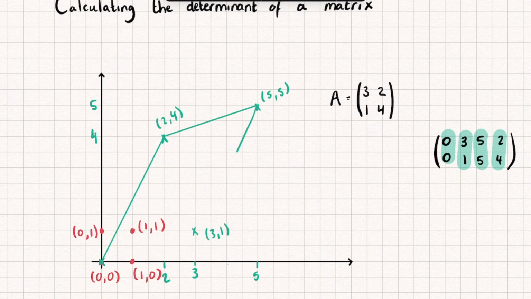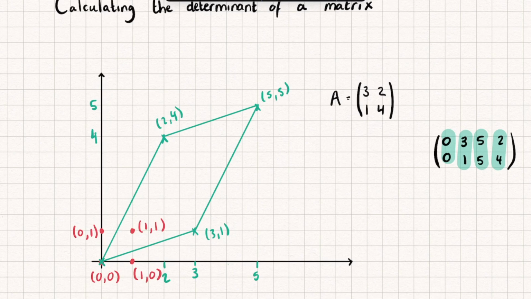Well, we can see we've ended up with a parallelogram. And this will always be the case. Whenever you're transforming the unit square by a given transformation matrix, you're always going to end up with a parallelogram. Now, the determinant is going to tell us the area of this transformed unit square, and we're going to see why in a second.